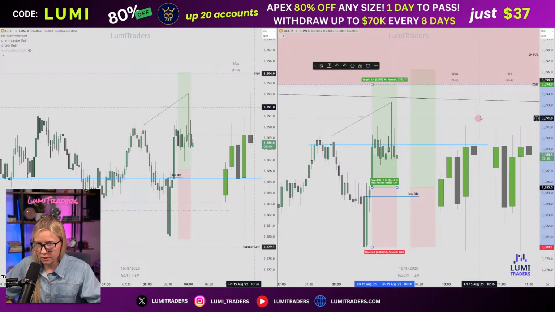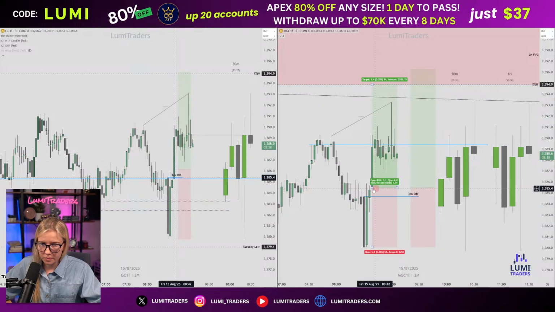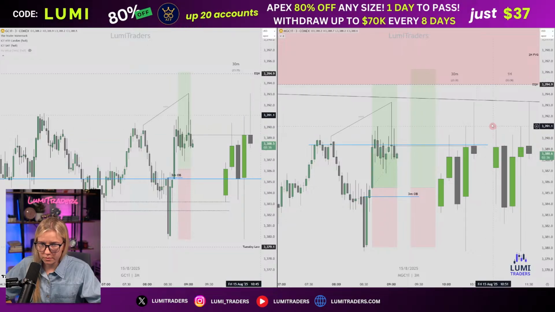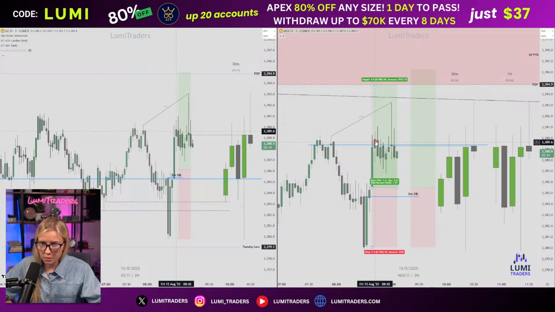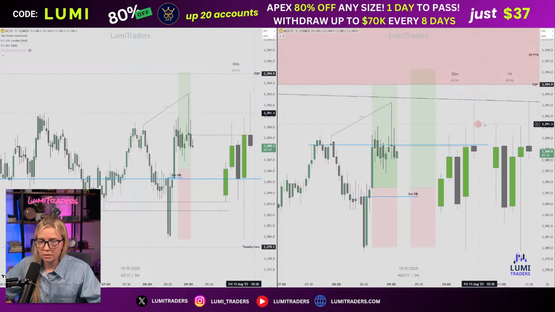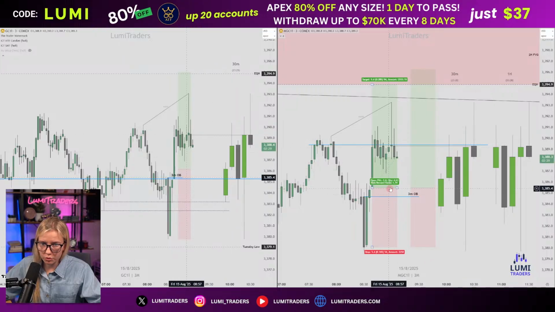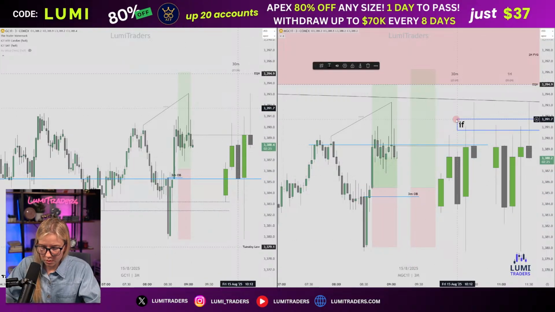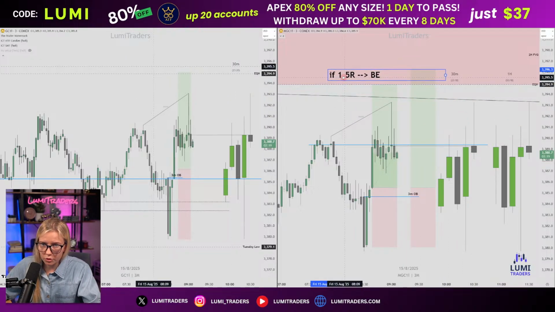It was 1.5 R. It's break even area. It's basically a free trade right now. Must be according to rules. Like if 1.5 R, break even. It was actually.